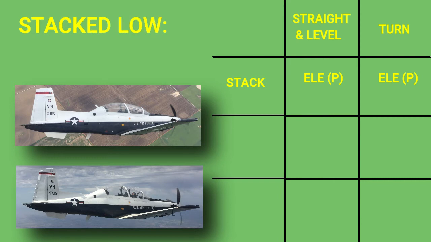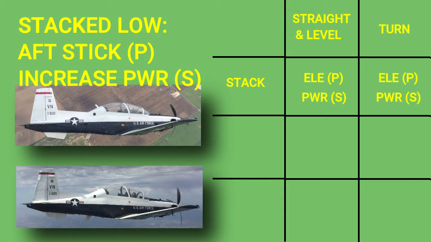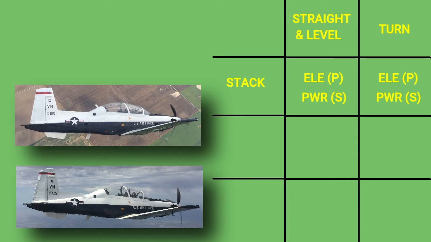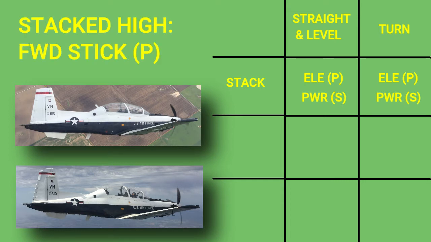If stacked low, increase backstick pressure on the control stick to climb. A small amount of power may also be required. If stacked high, release a little control stick pressure to descend. A small power reduction may also be required.